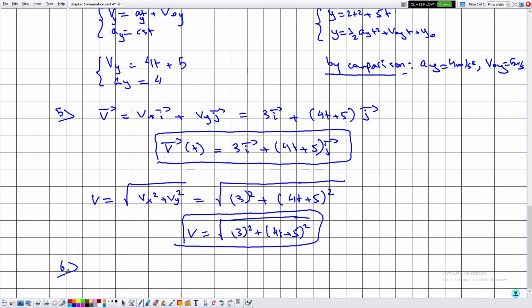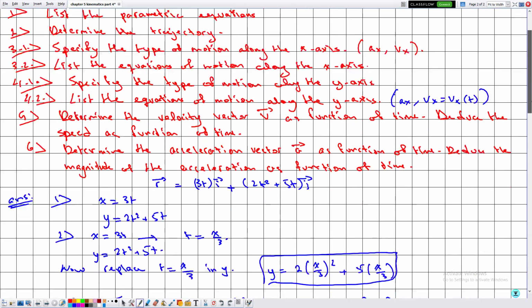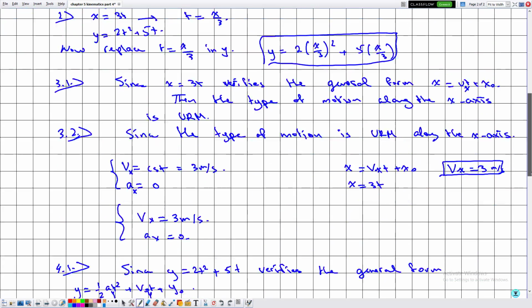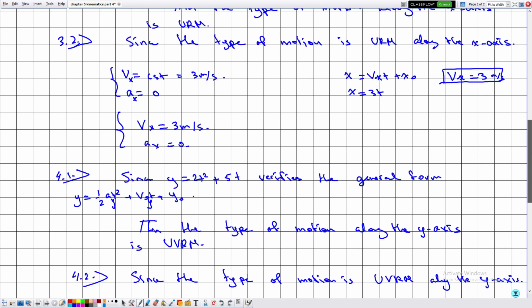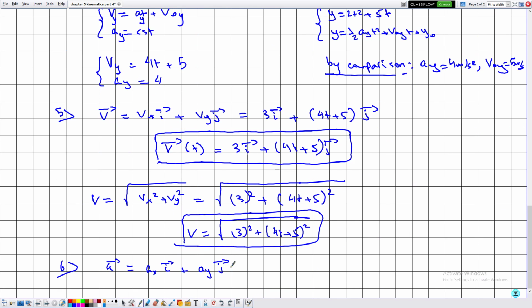Now as for part 6, they are telling me to determine the acceleration vector a as a function of time, and this is determined by identifying the x component and the y component of the acceleration. Referring to the motion along the x-axis, we can see that the acceleration is 0 because the type of motion is URM. So this is 0 multiplied by the unit vector i.